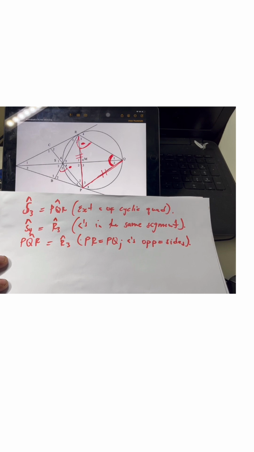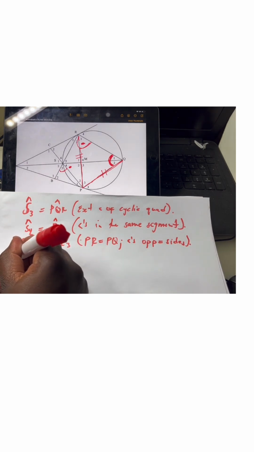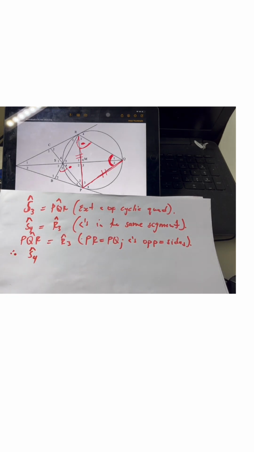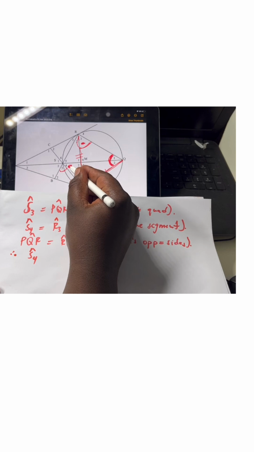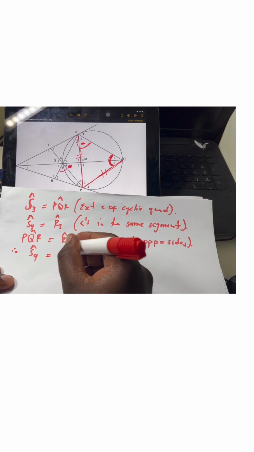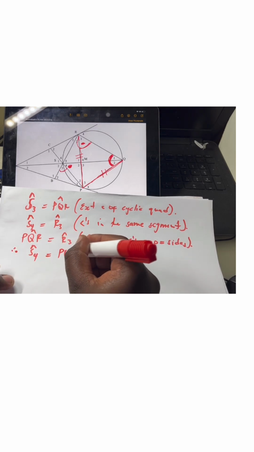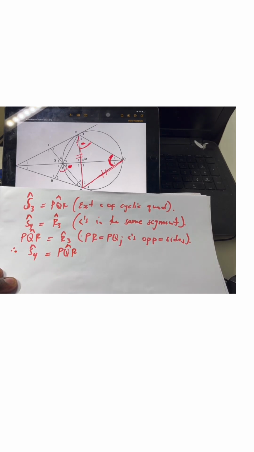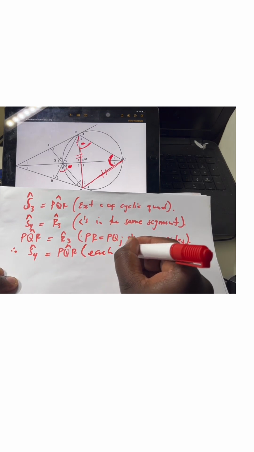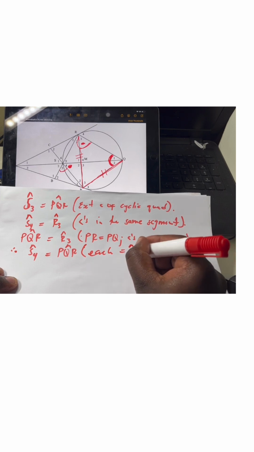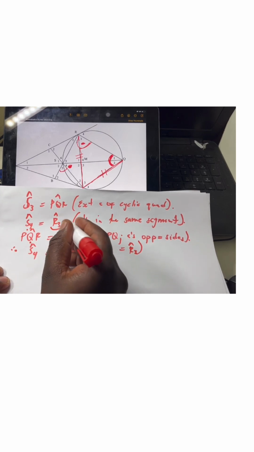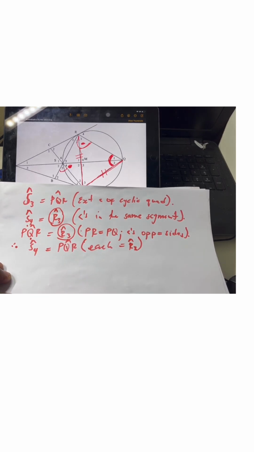So, since I have this, therefore I can say angle S4, that angle over there, the one that I indicated, my S4 is equal to PQR. And what's the reason behind it? Because each of them is equal to angle R3. PQR is equal to S4 because they both are equal to angle R3.